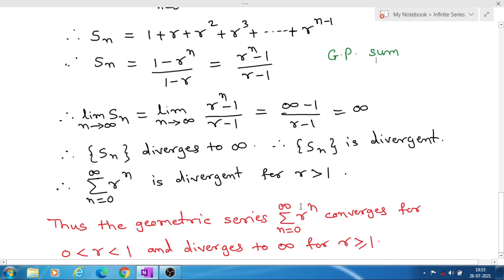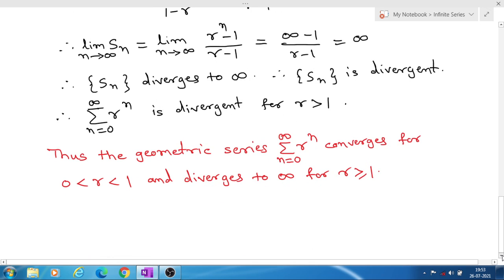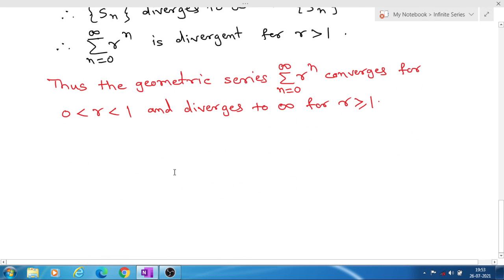So we have proved all the cases, and we can conclude that this geometric series summation r raised to n, n equal to 0 to infinity, converges for r greater than 0 and less than 1, and diverges to infinity for r greater than or equal to 1. So we stop here.